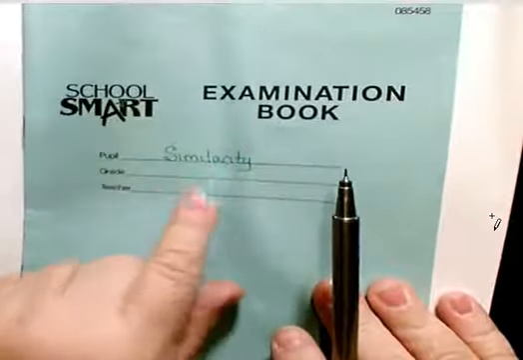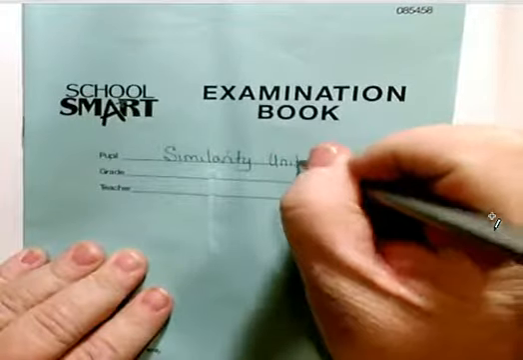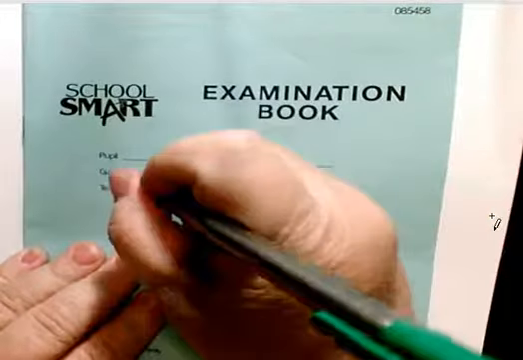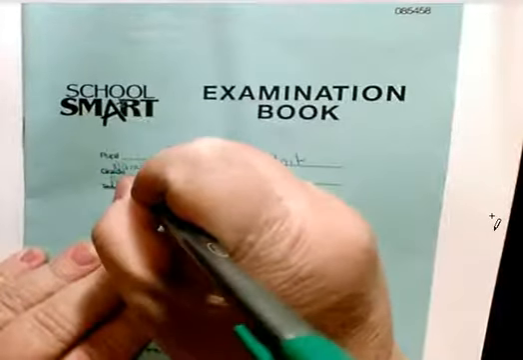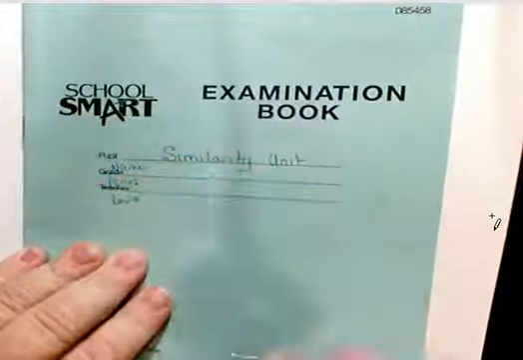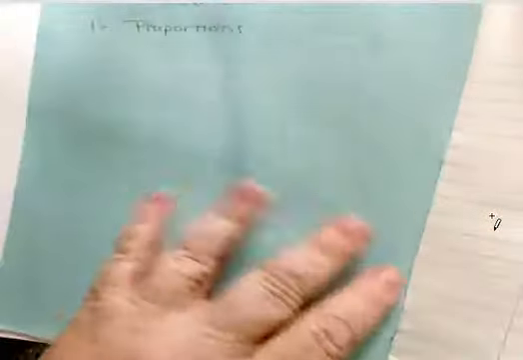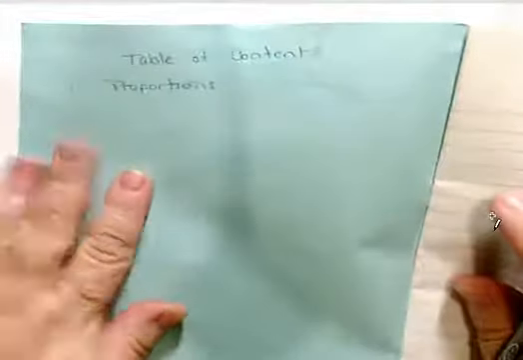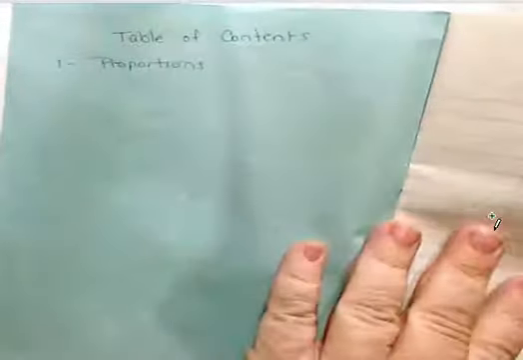So this will be our similarity unit. And of course you're going to want to put your name, period, and row number on there. On the back of the front cover, this is going to be your table of contents. Yesterday we did the proportions, so that's page 1. Once you get your paper back, fold it in half and tape it in here, like we've done in the notebooks, and that will be your notes for the proportions.